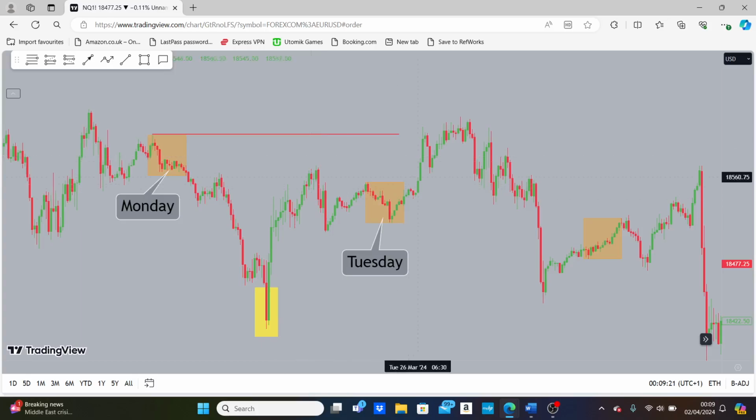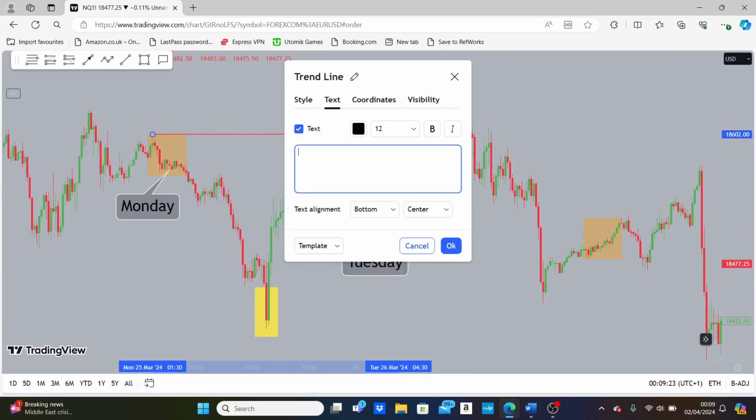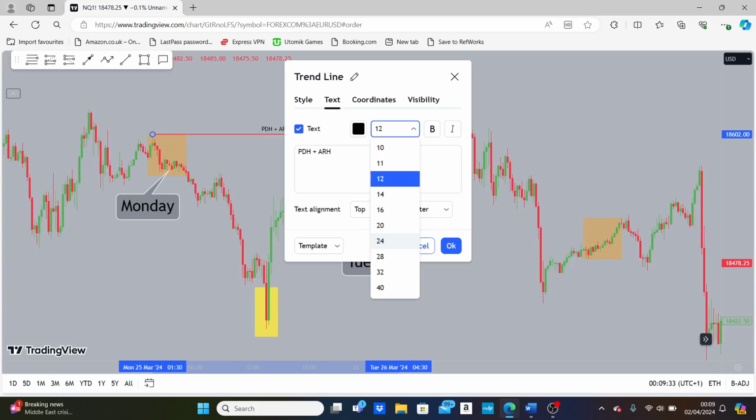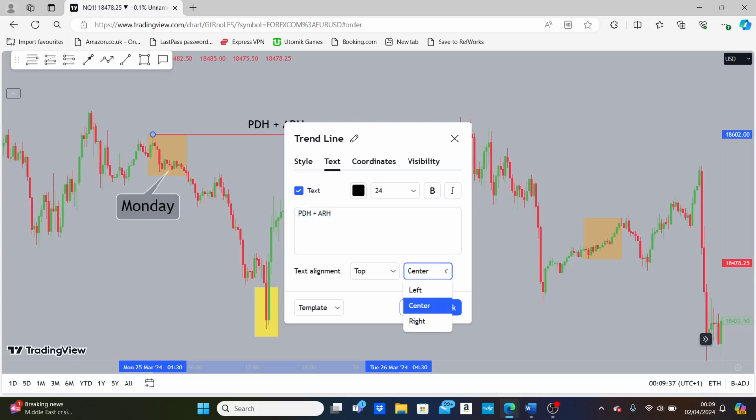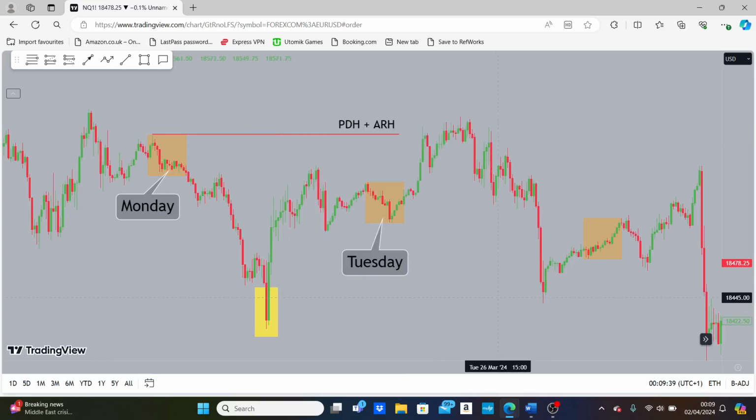This red line represents what we call the previous day high, or simply the PDH, and it also aligns with what we call the Asian range high, or ARH. These two metrics become very important for understanding the liquidity of the market and how we're moving. We've all heard the saying that liquidity is everywhere, but we need to pair certain liquidity points with time, and here's how we do it.